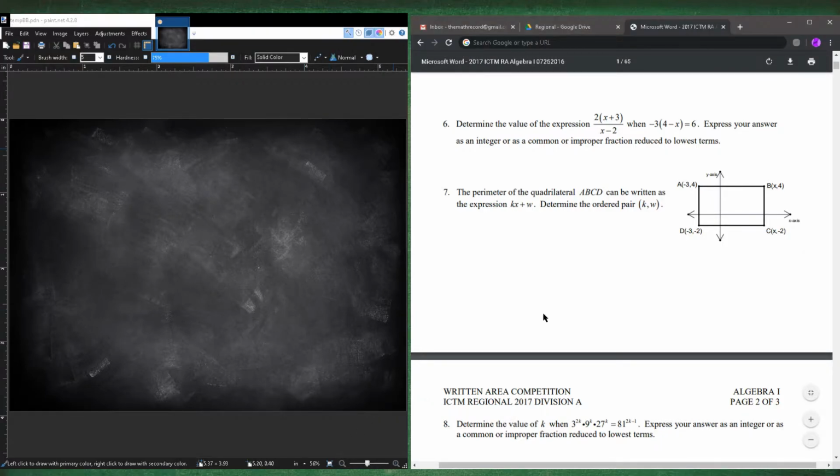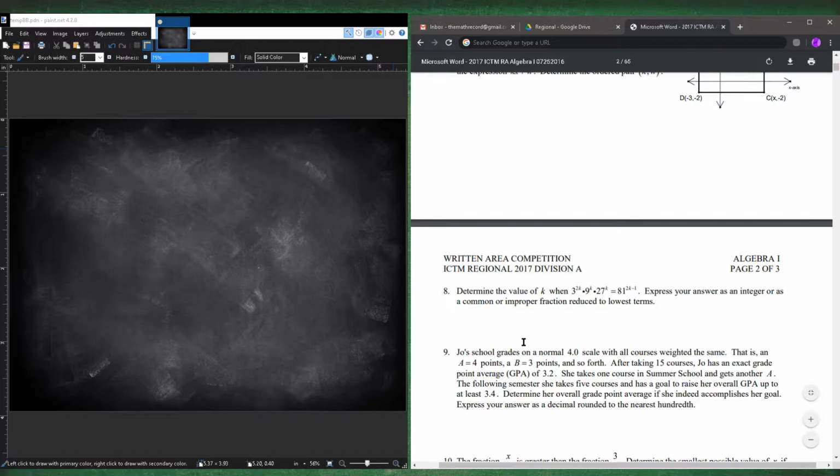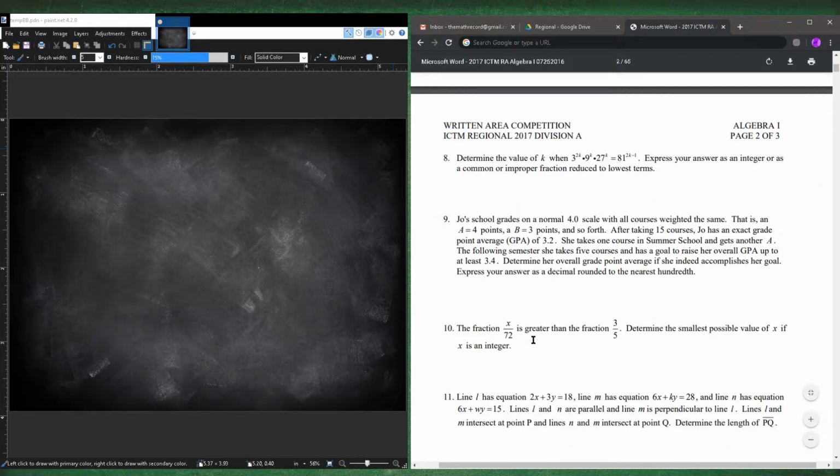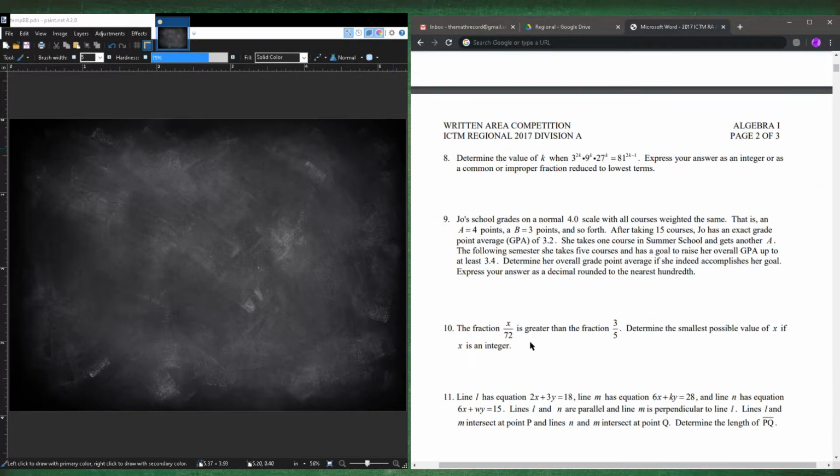Okay. The first 7 should be pretty simple. Actually, work on this. Okay, so now we have an exponent question. Determine the value of k when 3 to the power 2k times 9 to the power k times 27 to the power k is equal to 81 to the power of 2k minus 1. Express your answer as an integer or common fraction, okay?